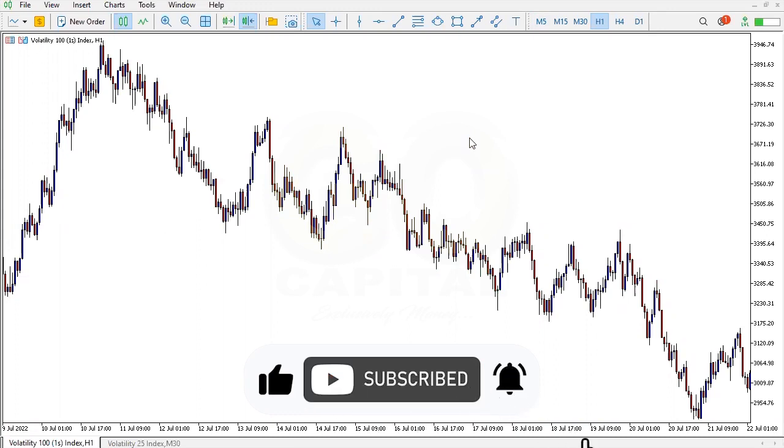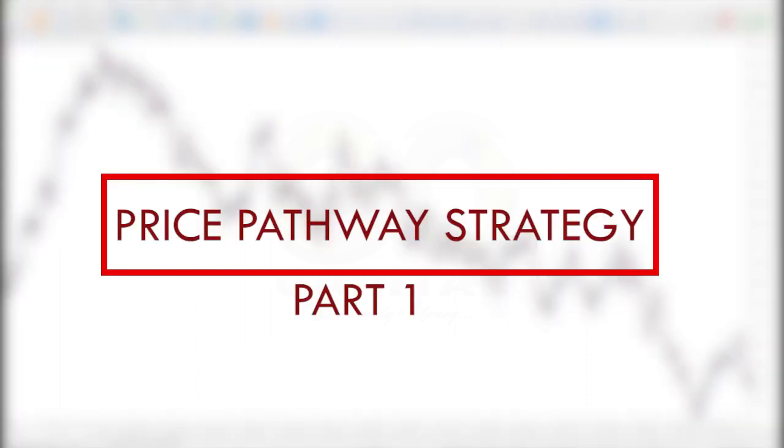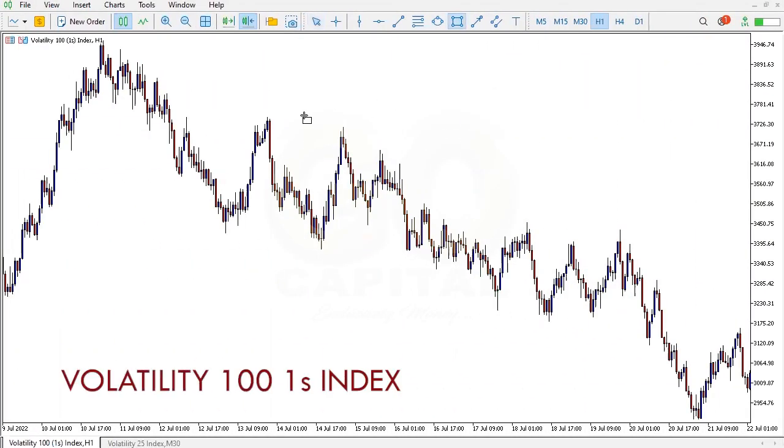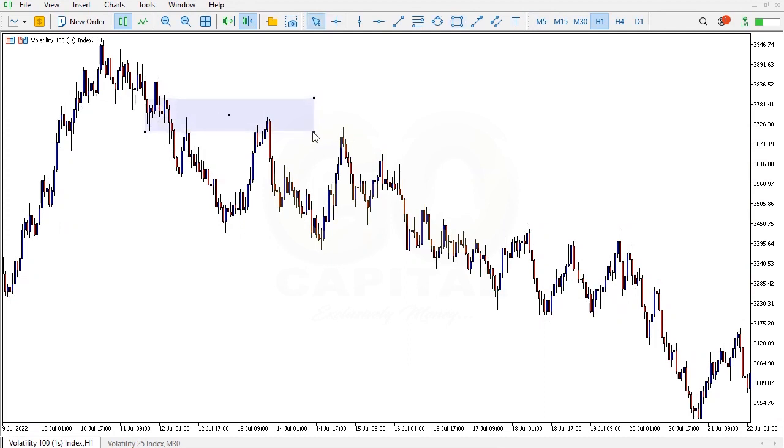Today I'll be talking about the price pathway strategy in details very quickly. But before that, let me show you something. This is the chart of the Volatility 101x index, offered by the derivative broker. Are you seeing this? Okay. I want to show you another one.